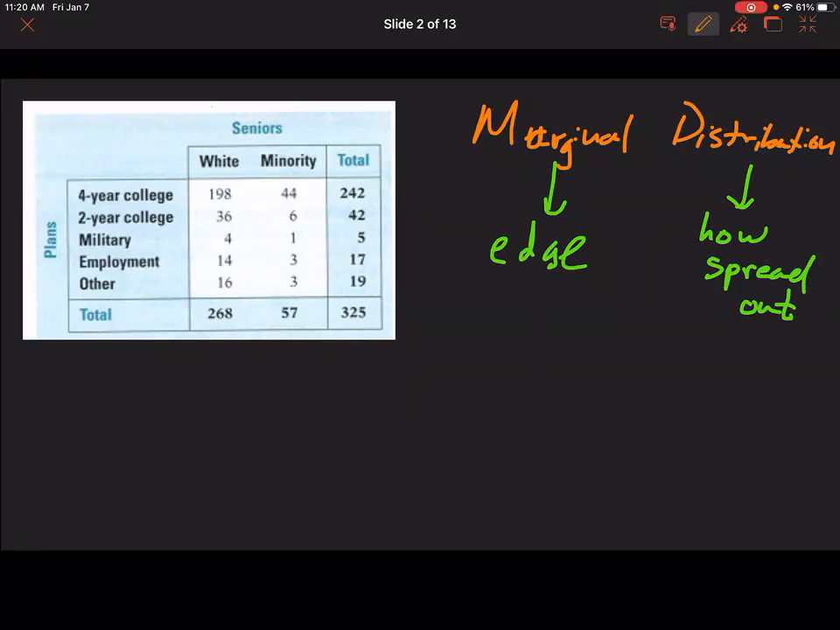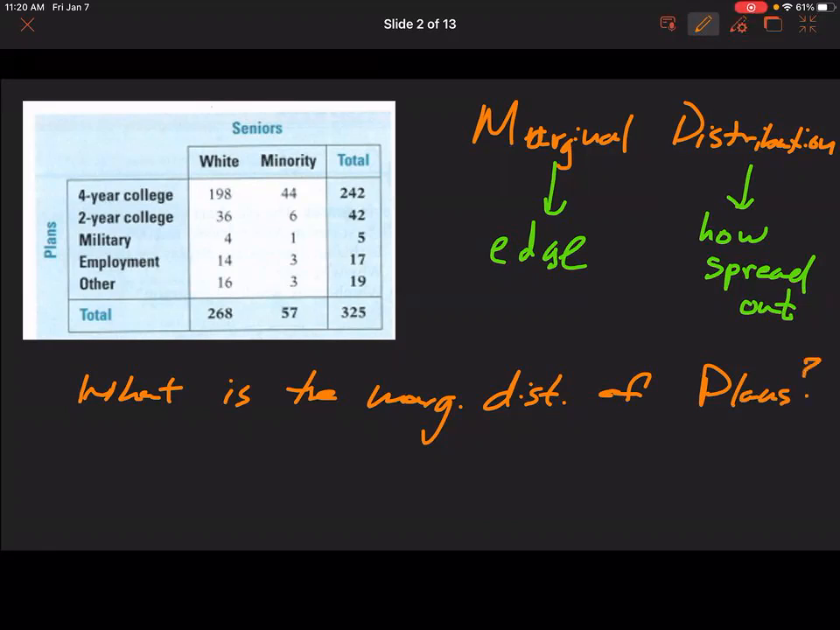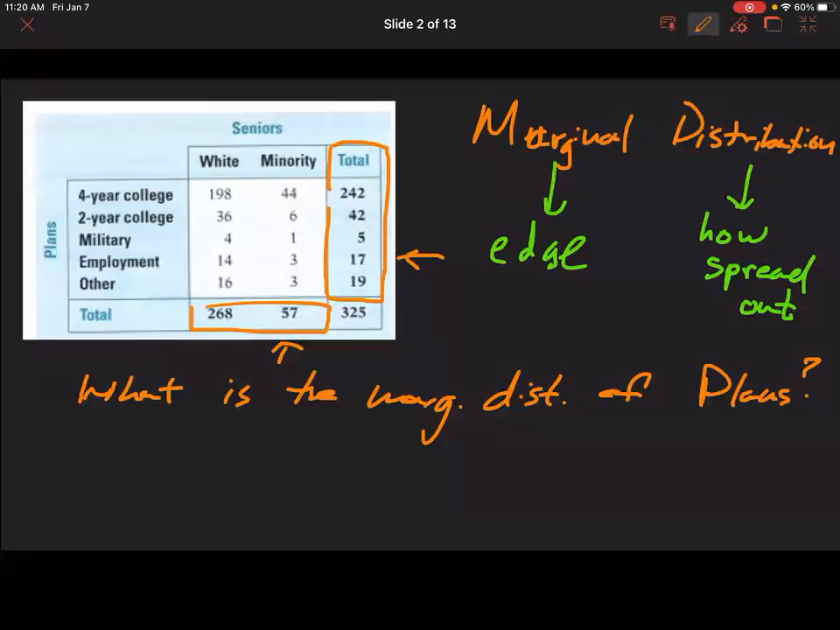So what marginal distribution is, well, let's just come up with a type of question you'd be asked. Like, what is the marginal distribution of, we'll say, plans. So it's called marginal distribution because we're looking over here in the margin. Again, margin means edge. We're over here at the edge of the table. And there's two edges. There's the edge down here and the edge over to this side. So both of these margins.